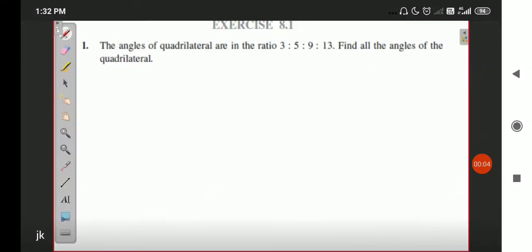Hello students, good morning. We'll start with exercise 8.1, that is the quadrilaterals. This is the last chapter for our half yearly examination. We have just two exercises in this chapter. Proof of any theorem is not part of your syllabus.